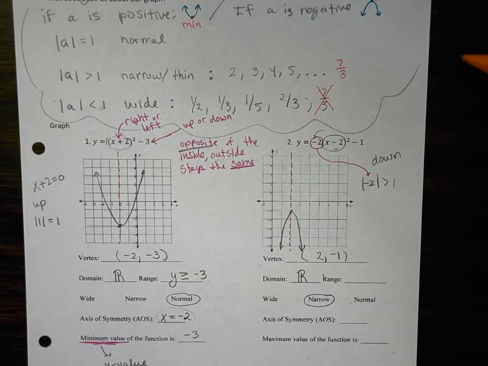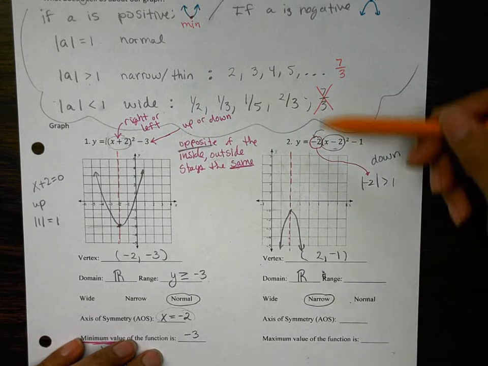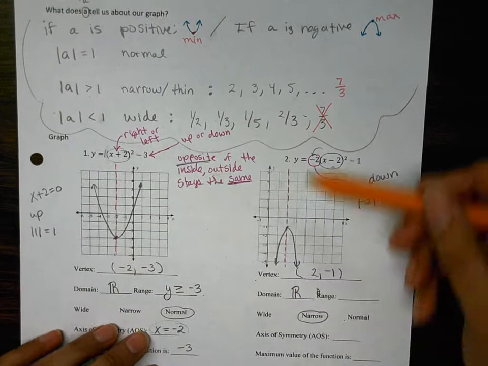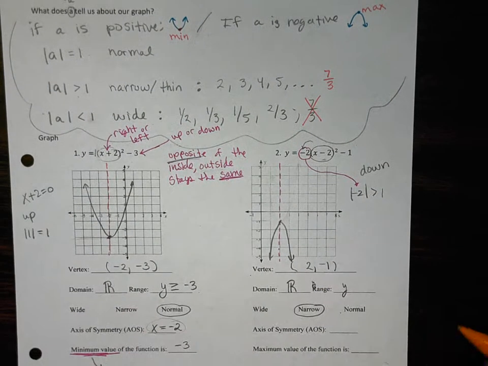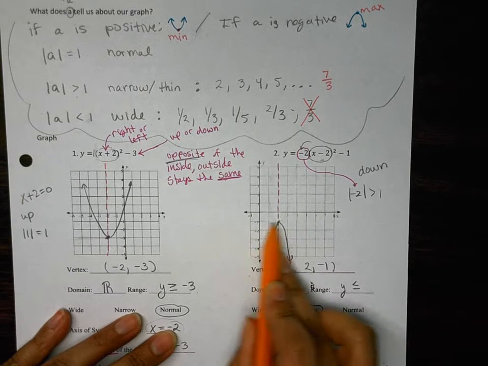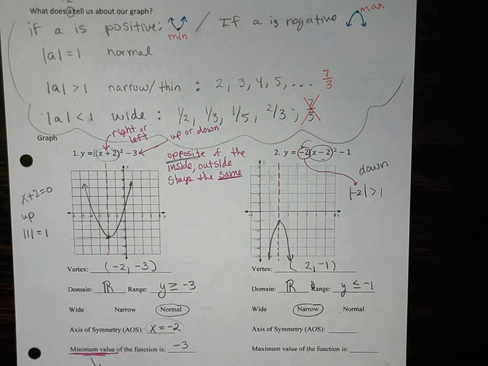The range is a set of all y values. Is the graph going up and down forever? Is it going up and down or just down? Just down. So would that be greater than or equal to or less than or equal to? What y value? -1. Okay.